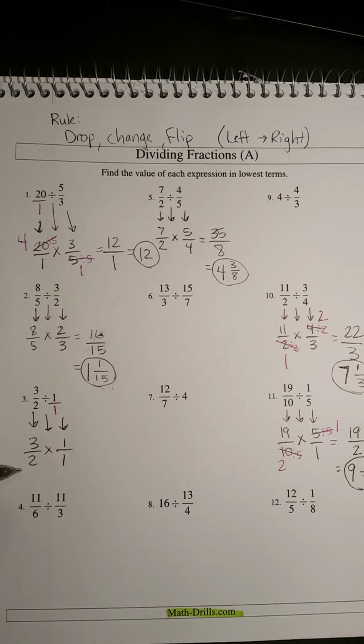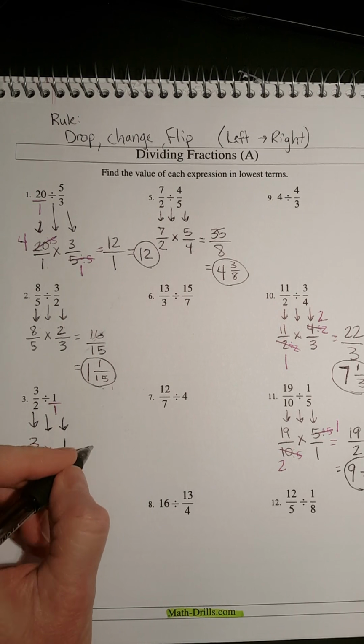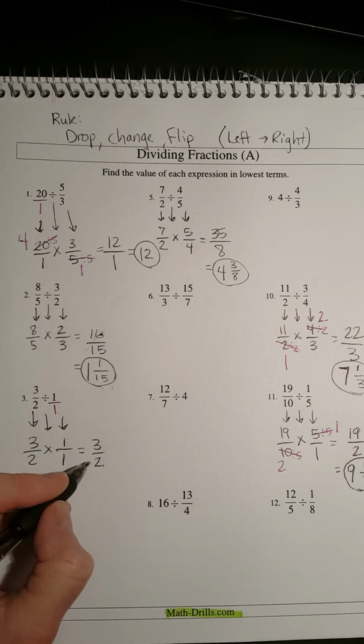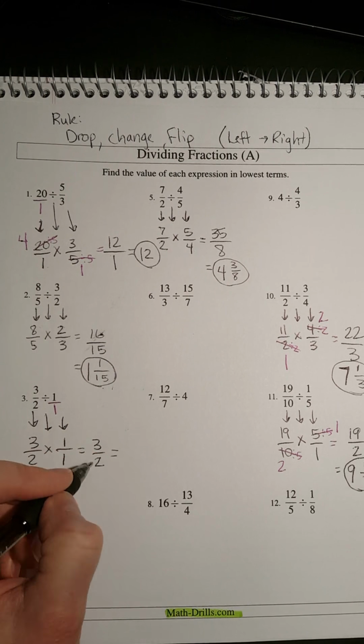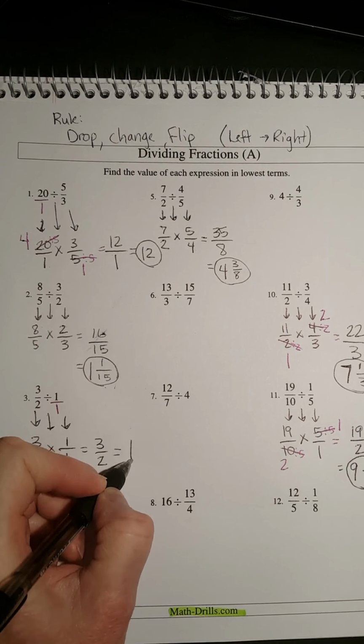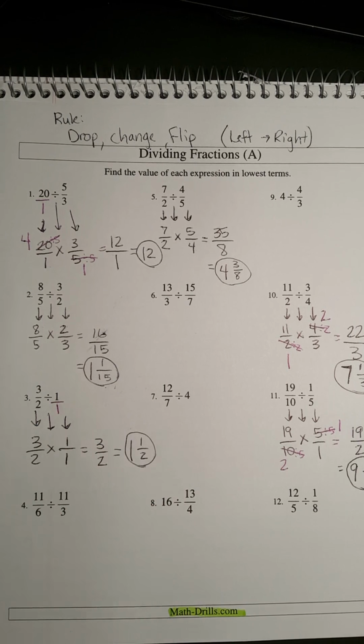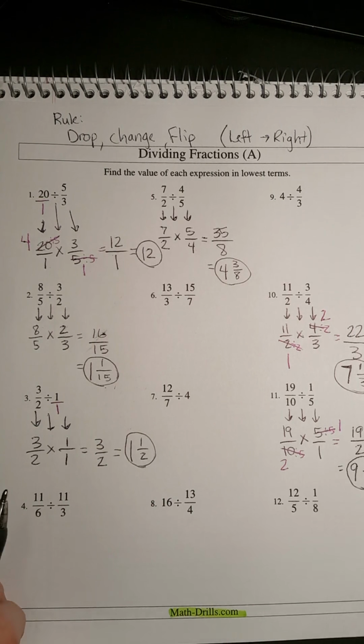This is not going to simplify. So when I multiply across, I get 3 over 2. 3 times 1, 2 times 1. And this whole number is going to be 2 goes into 3 one time with a remainder of 1 over the denominator. Okay, let's try just a few more.